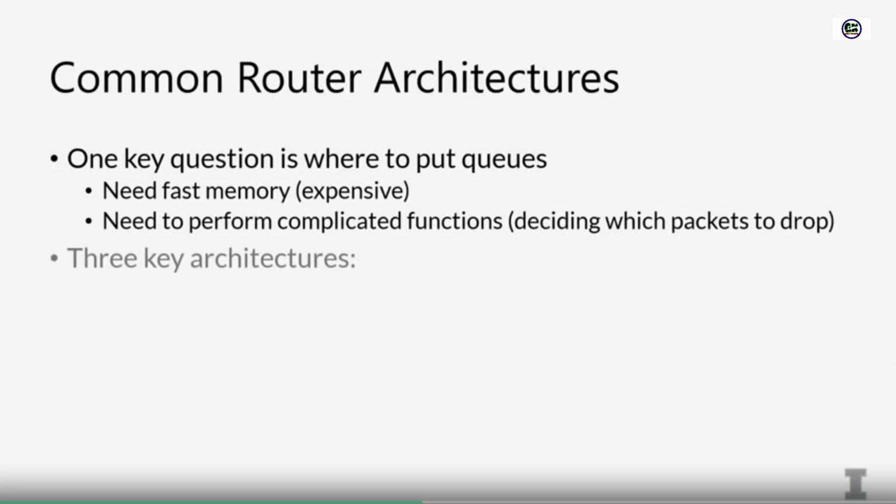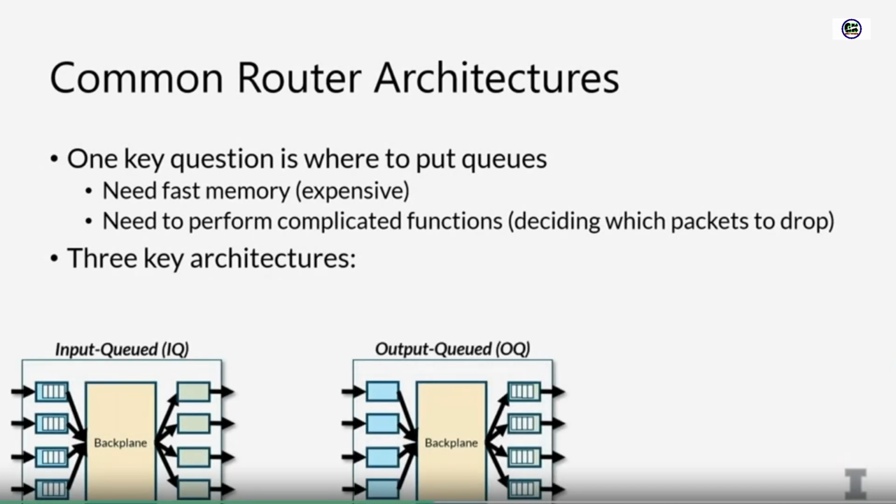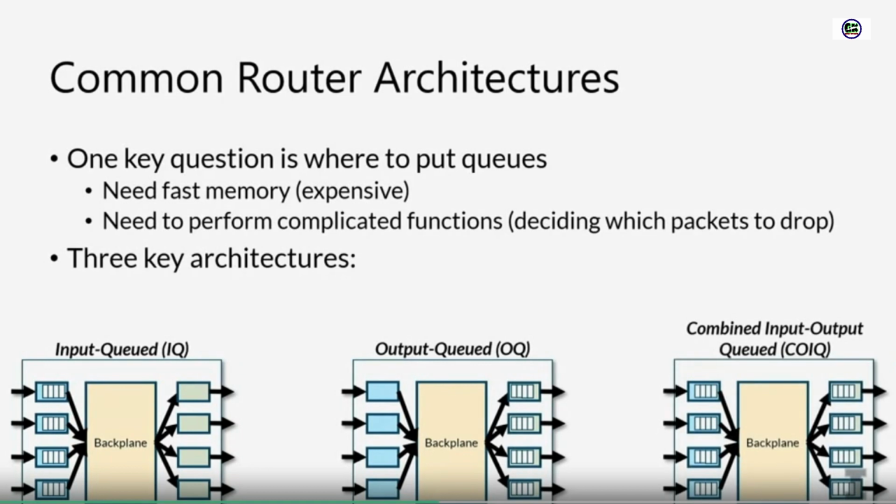So when you think about these things, queuing is really important, and it has a lot of influence on router design. There are three key architectures used to design routers: input queued routers, output queued routers, and combined input-output queued routers.